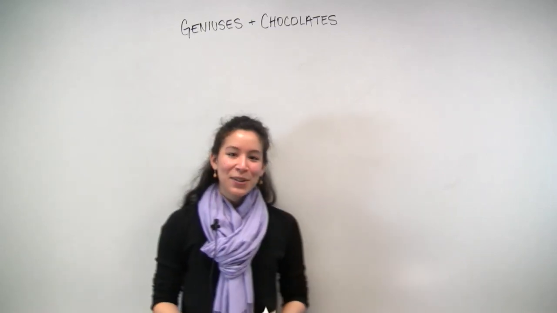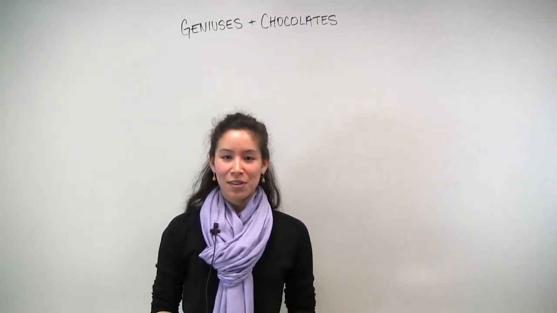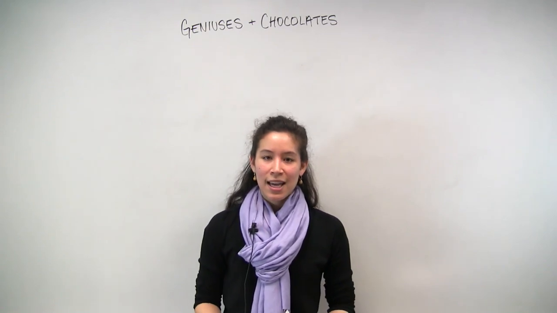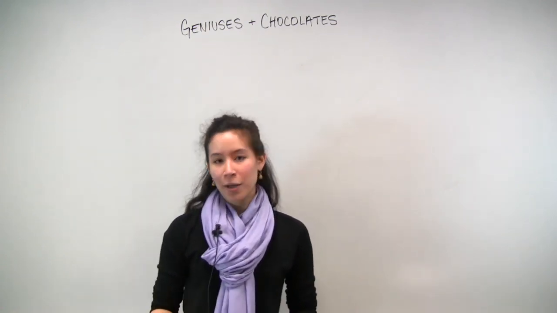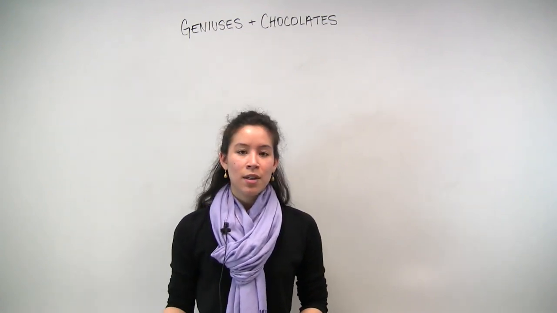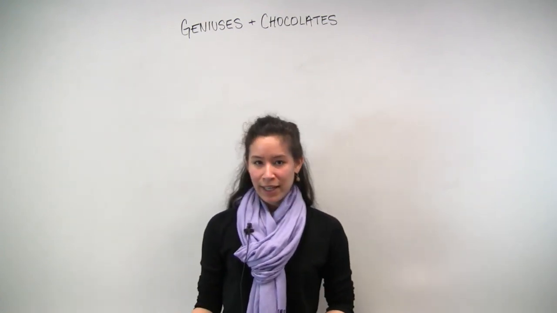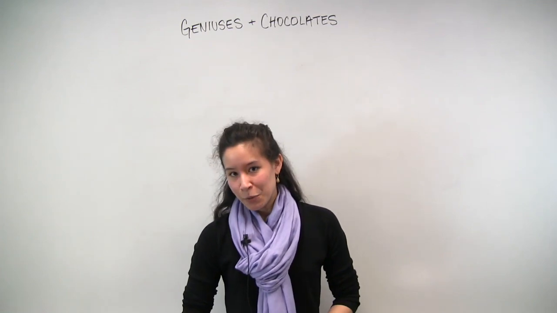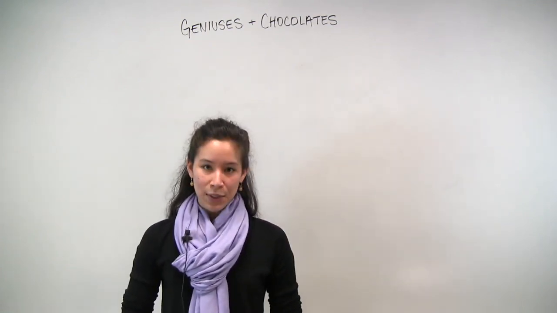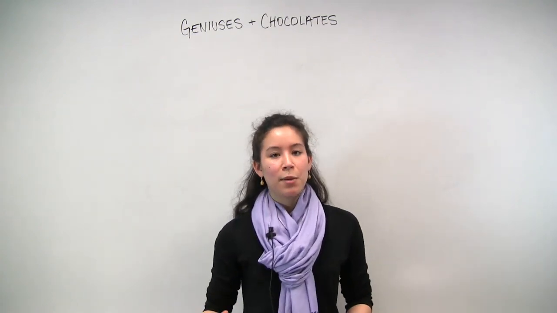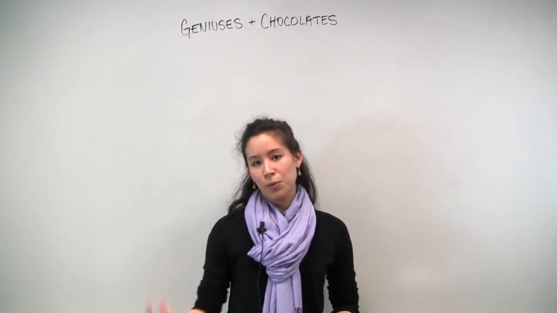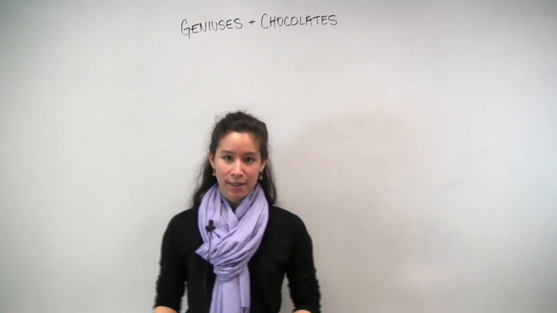Hi. Today we're going to do a really fun problem called Geniuses and Chocolates. And what this problem is exercising is your knowledge of properties of probability laws. So let me just clarify what I mean by that. Hopefully, by this point, you have already learned what the axioms of probability are. And properties of probability laws are essentially any rules that you can derive from those axioms.